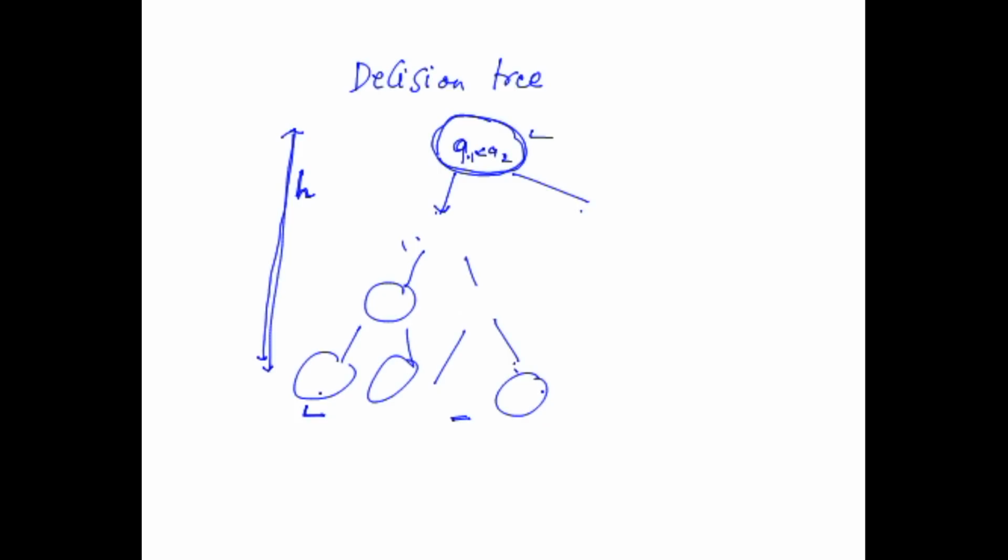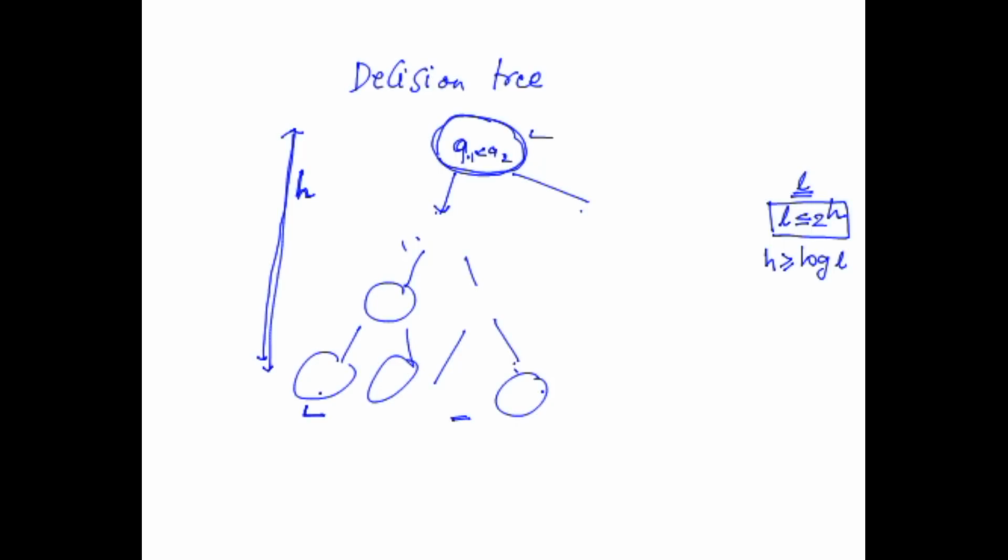In one of the previous classes, we have seen that if L is the number of leaf nodes in any binary tree, then L should be smaller than or equal to 2 to the power h. This is true for any binary tree: the number of leaf nodes is always smaller than or equal to 2 to the power h, where L is the number of leaf nodes and h is the height of the tree. In other words, h is greater than or equal to log of L.